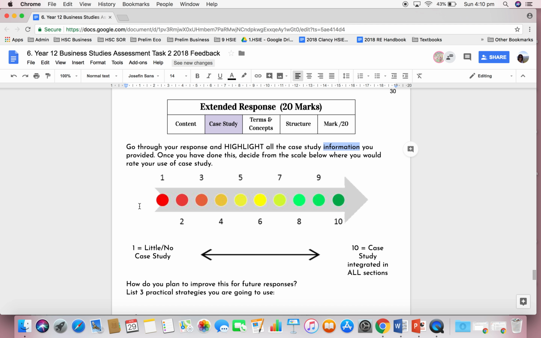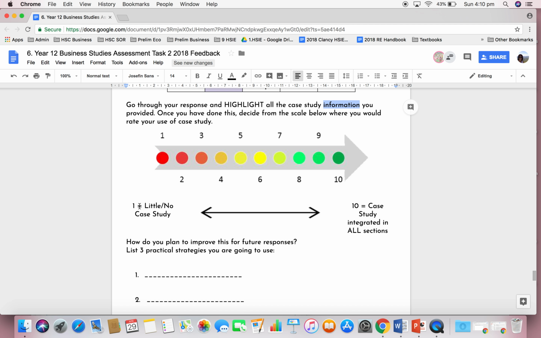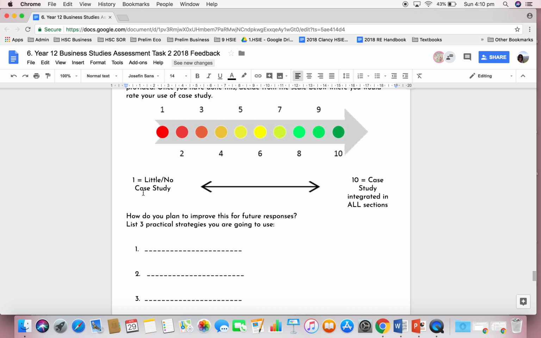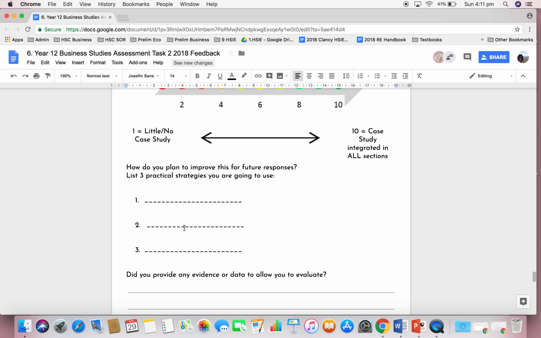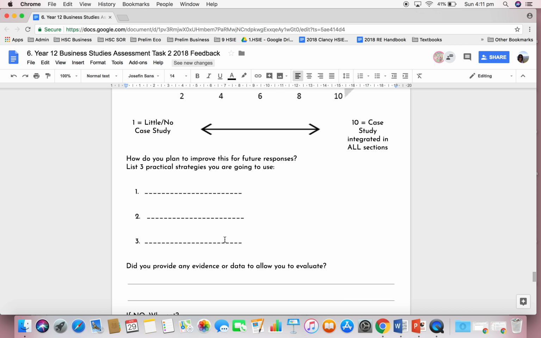Okay, and that's something that for each individual student, it's going to be a different answer. So really, if you're a 7 or below, we've got some work to do, okay? Even if you're an 8. What are 3 practical strategies that you are going to do to improve this in the future? It may be read more articles, but my question would be, where are you going to get those articles from? It might be follow my business on Twitter, Instagram, Facebook. There's nothing wrong with doing that. You will get information on there from them.